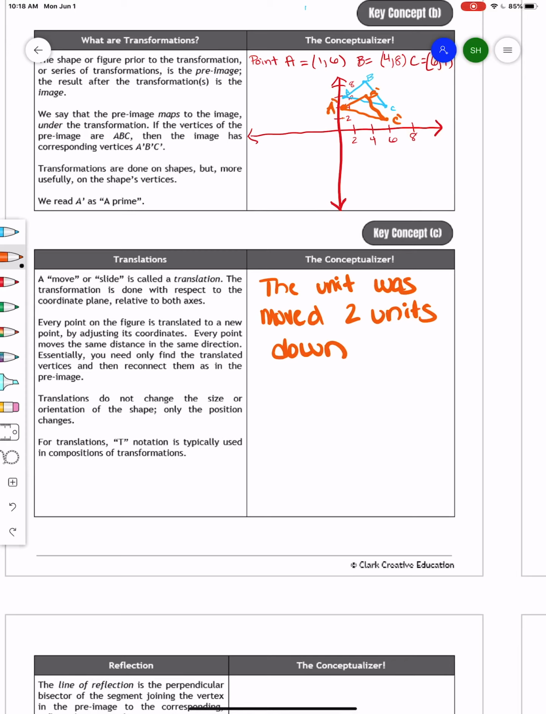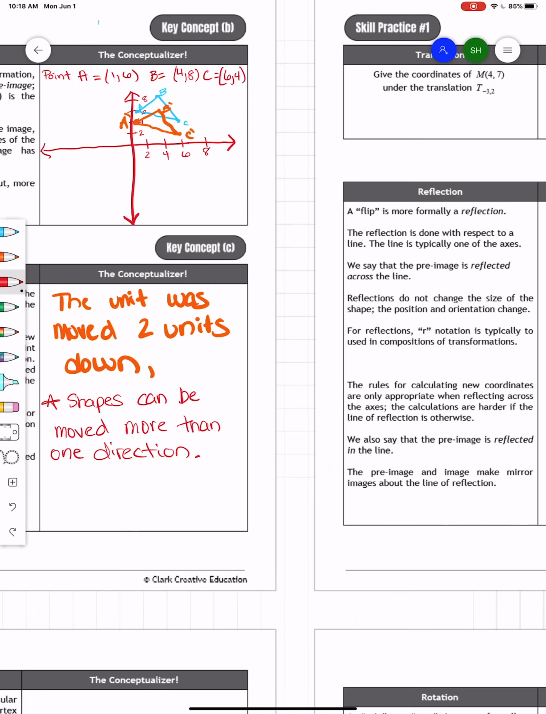Okay, so 2 units down, we translated, we slid our unit down. Units, or shapes, can be moved more than one direction at a time. Okay, so you can move down and to the left, you can move down and to the right, whatever floats your boat.